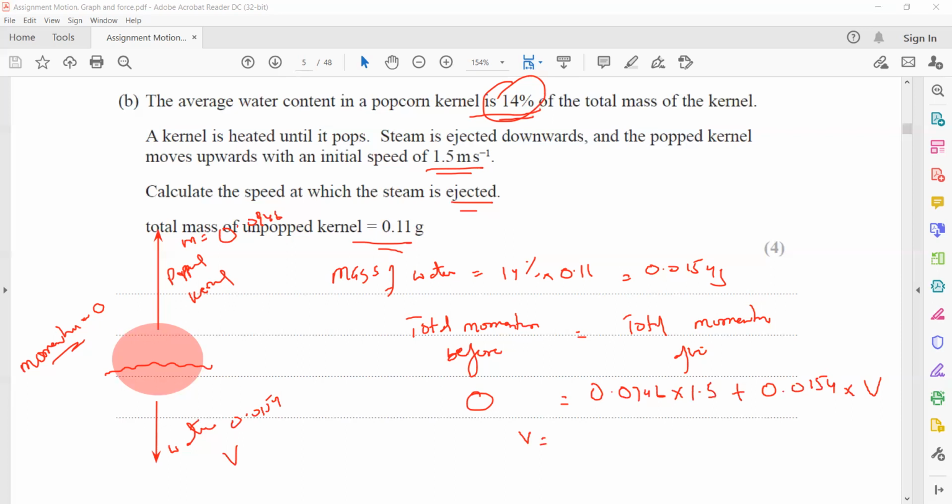So it will be 0.0946 multiplied by 1.5, and that is divided by 0.0154, equal to 9.21 meters per second. Is it clear, this part, how we work out the speed? So this is actually related to the topic of momentum. Any doubt in this part?